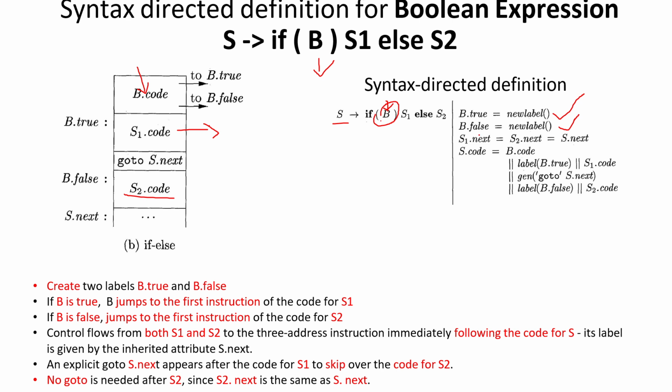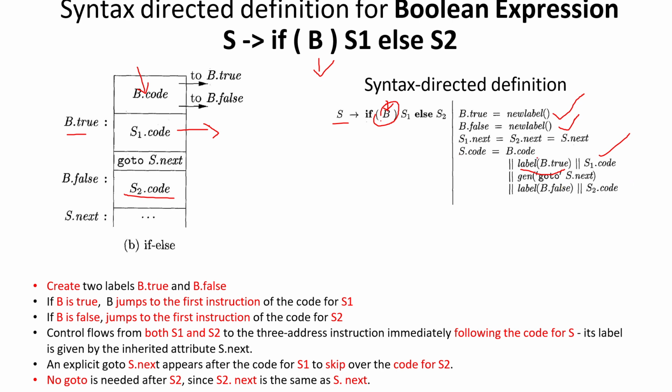So first, the label of B dot true. If the B dot code is true, then S1 dot code will be executed. So in B dot true, we have the statement S1 dot code, which will be executed. After executing S1 dot code, it will go to S dot next. So that's why gen of goto S dot next.